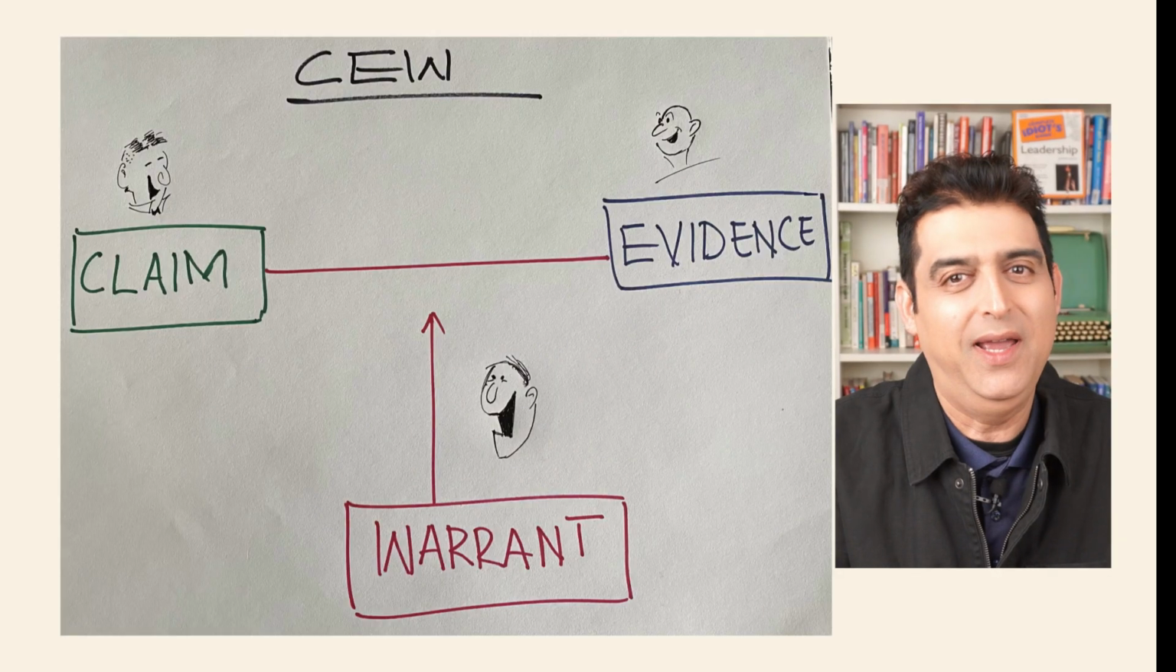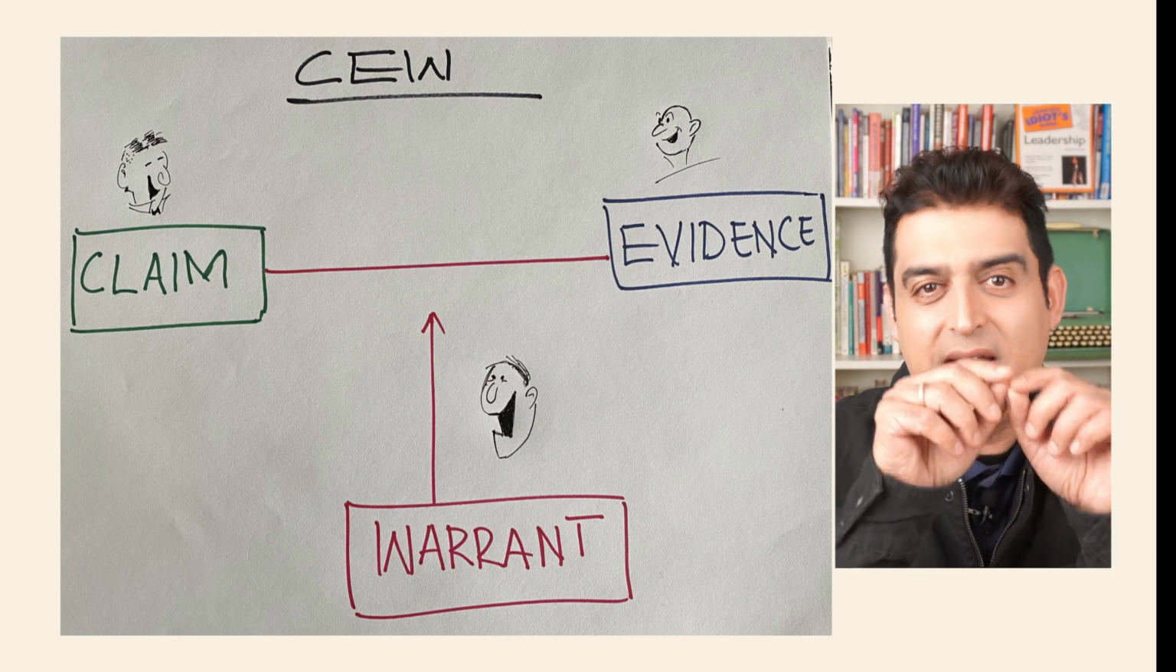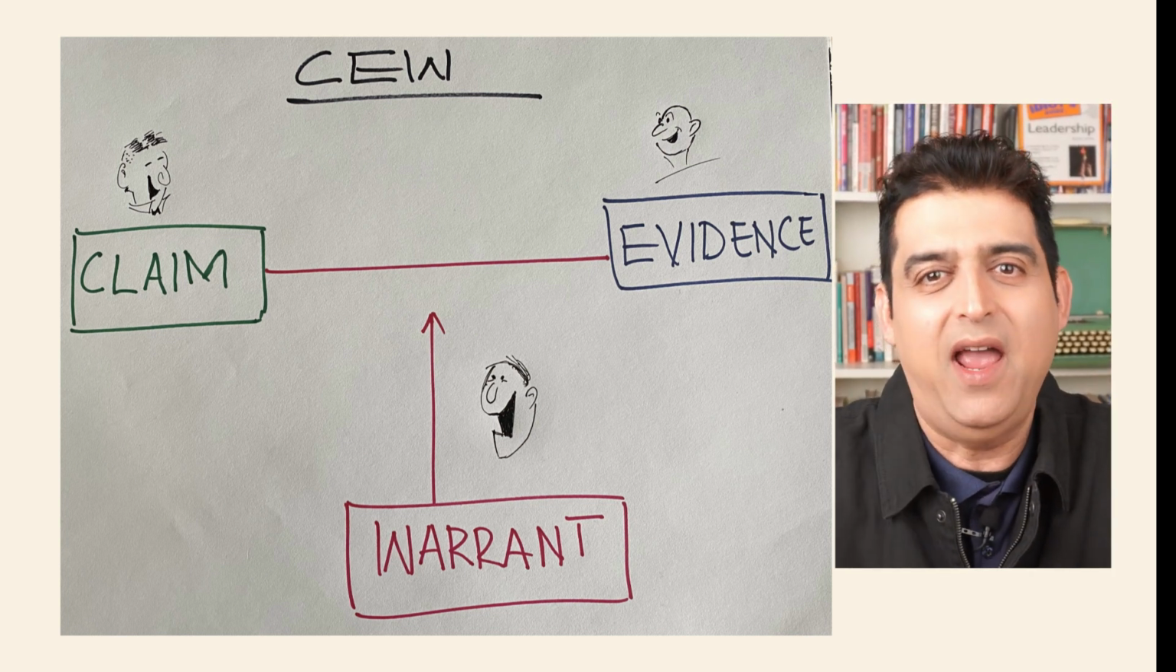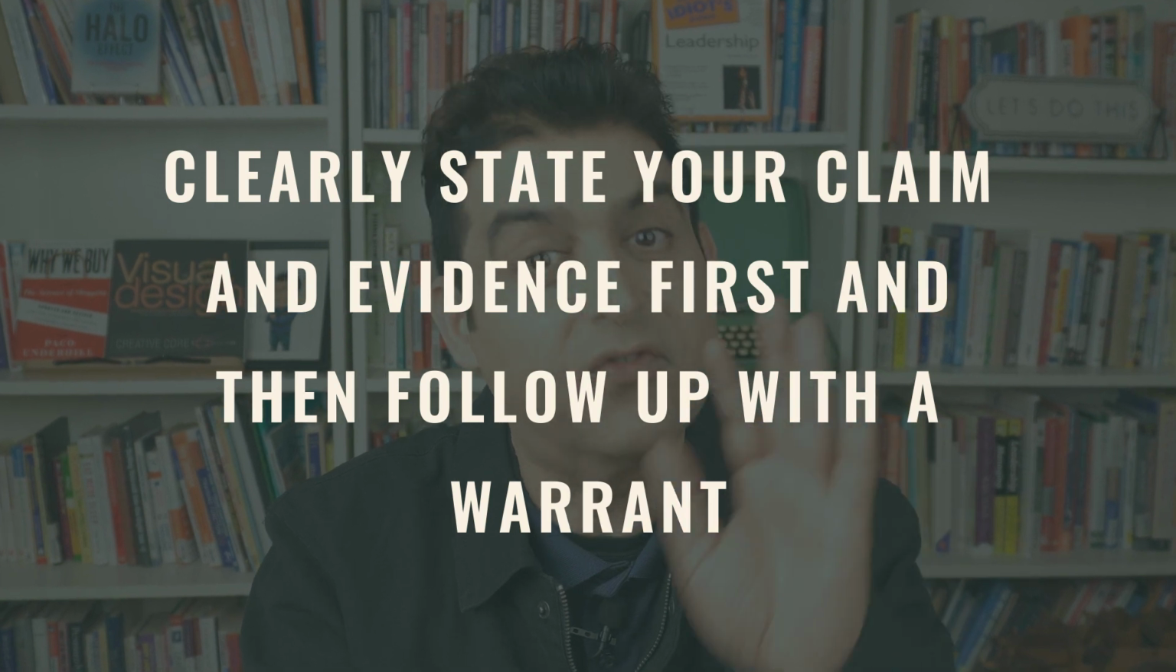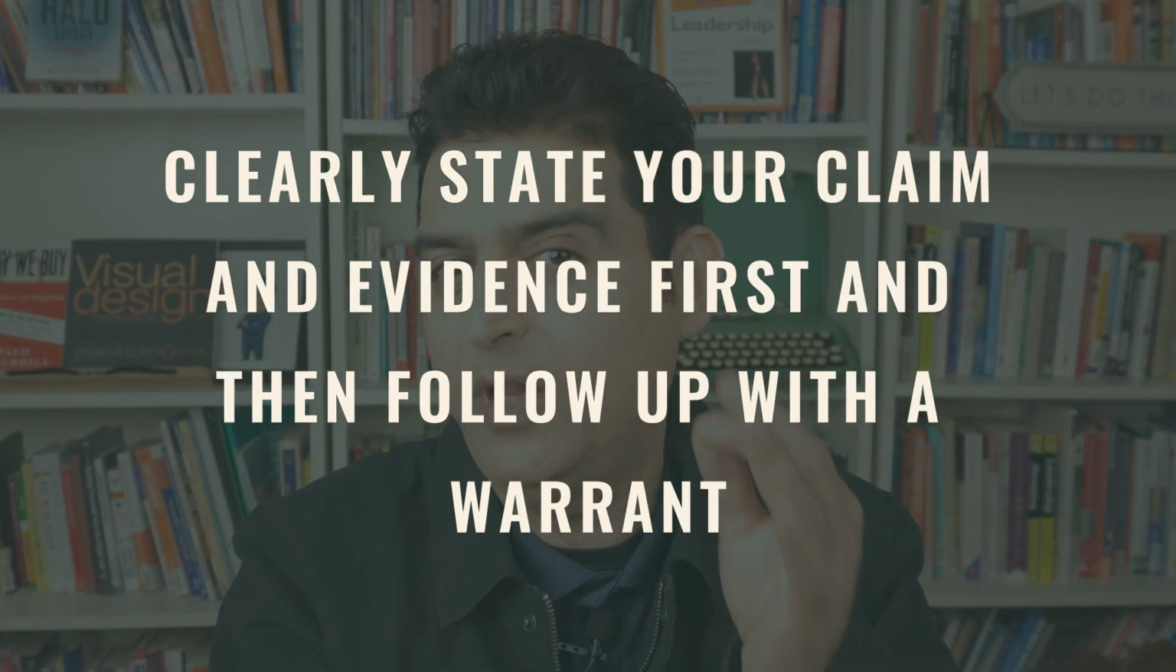Remember that most claim evidence relationships are not straightforward. Once again, remember that most claim and evidence relationships are not straightforward and must be connected with a warrant. If you explain why the evidence you are presenting supports the claim, your argument will be strong. That's why you must establish a connection between your claim and evidence using a warrant. If you want your argument to be sharp, clearly state your claim and evidence first and then follow up with a warrant.